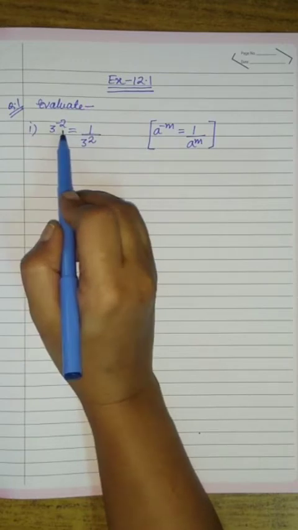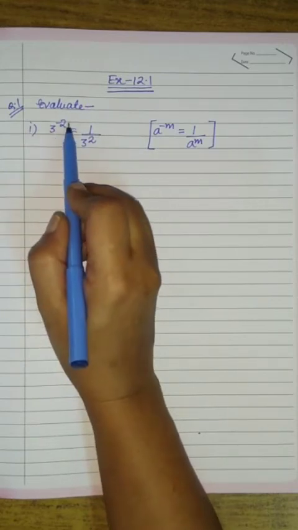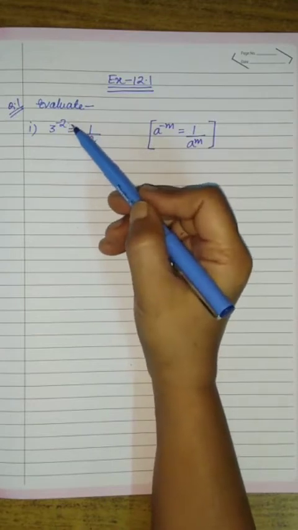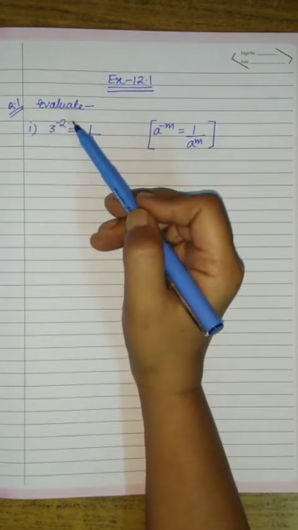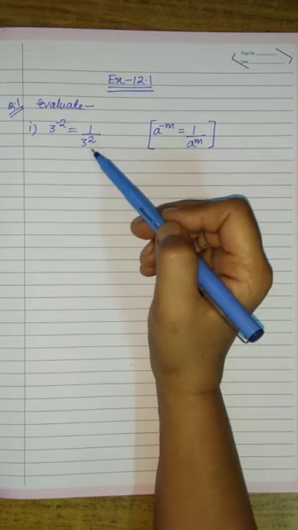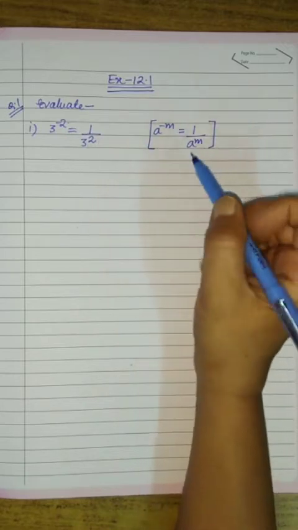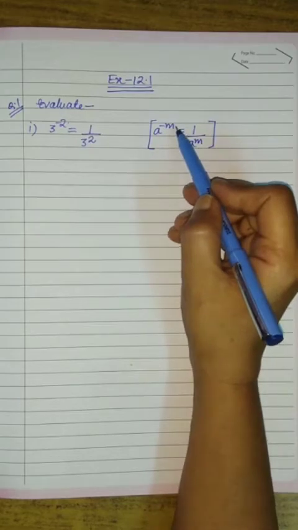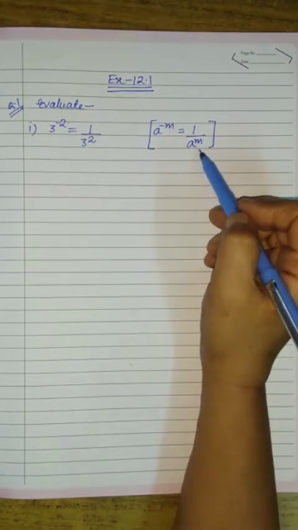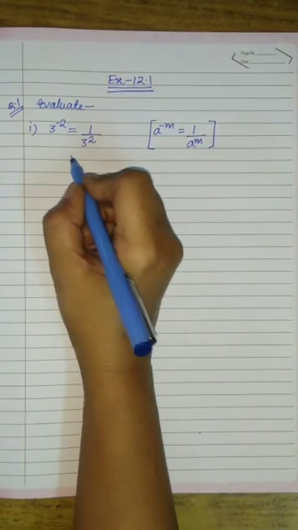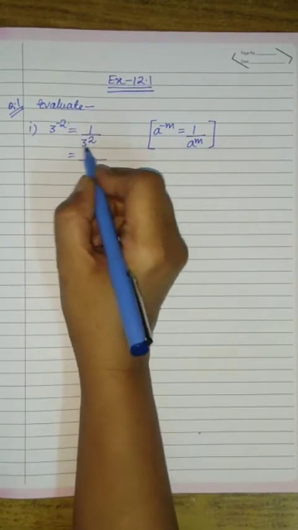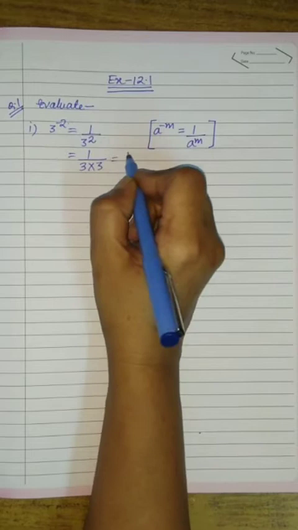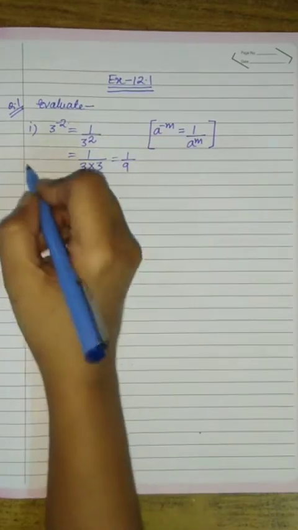First part of this question is 3 raised to power minus 2. Now we cannot expand any exponent if it is negative. So we will write it as 1 upon 3 raised to power 2. Now we are using which law of exponent here? A raised to power minus m is equal to 1 upon a raised to power m. So 1 upon 3 raised to power 2 will become 1 upon 3 into 3. So we get our answer 1 upon 9.